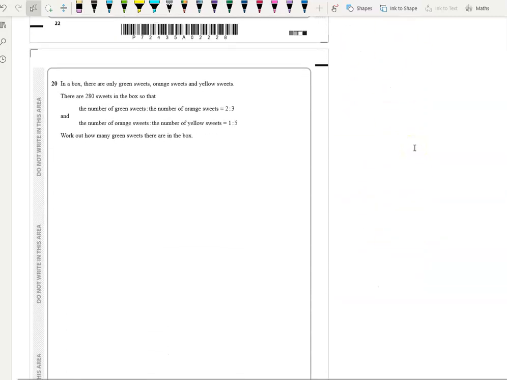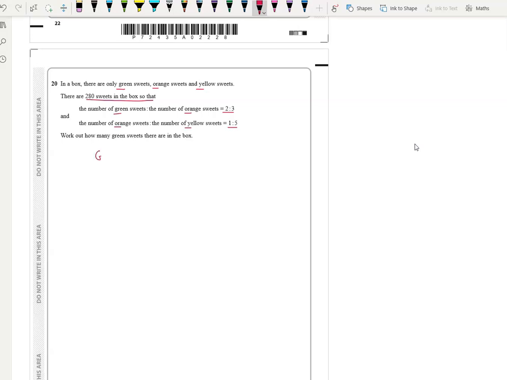Next question, number 20. In a box, there are only green sweets, orange sweets and yellow sweets. There are a total of 280 sweets in the box, so that the number of green to number of orange is 2:3. Number of orange to number of yellow is 1:5. Work out how many green sweets are there in the box. So basically you have two different ratios given.